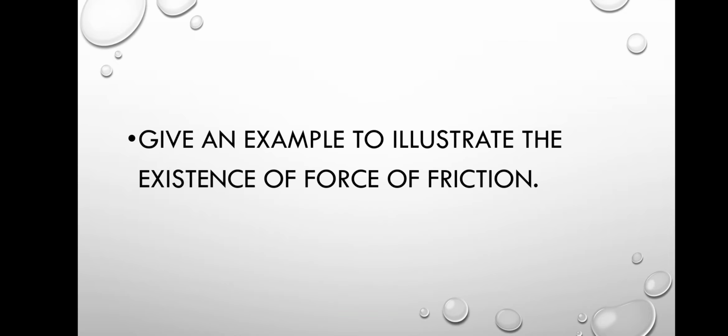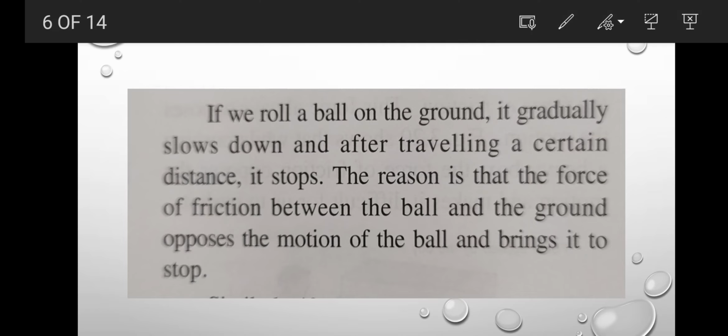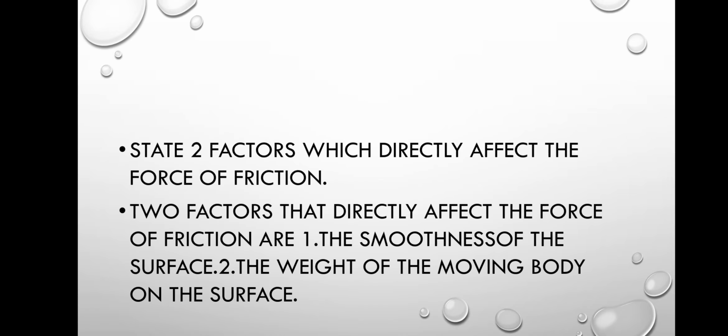Now the next question is, give an example to illustrate the existence of force of friction. And the best example I have explained here. If we roll a ball on the ground, it gradually slows down, and after traveling a certain distance it stops. The reason is that the force of friction between the ball and the ground opposes the motion of the ball and brings it to a stop. Okay, now next question.